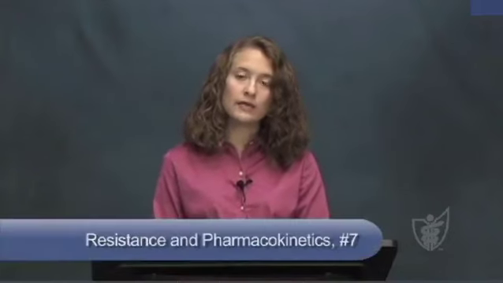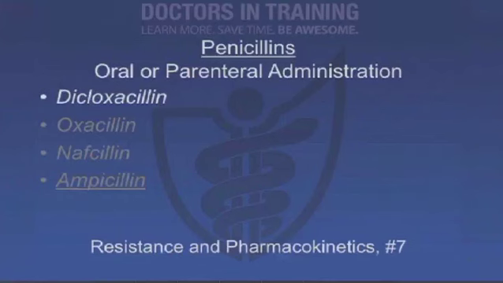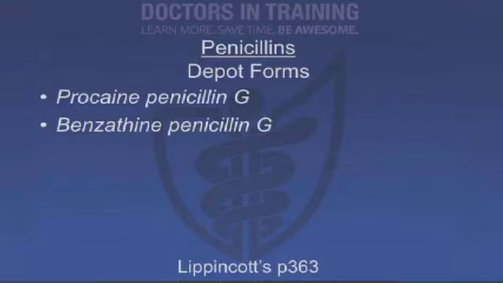Some penicillins can be given either by oral or parenteral administration, and these include dicloxacillin, oxacillin, nafcillin, and ampicillin. There are also depot forms of the penicillins. Procaine penicillin G and benzathine penicillin G can both be administered intramuscularly and serve as depot forms. So these are then slowly absorbed into the circulation and persist at a low level over long periods of time. Unfortunately, these depot forms usually induce a higher rate of adverse effects, and so they aren't used very commonly.